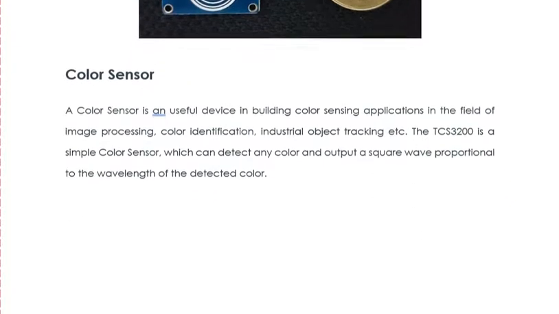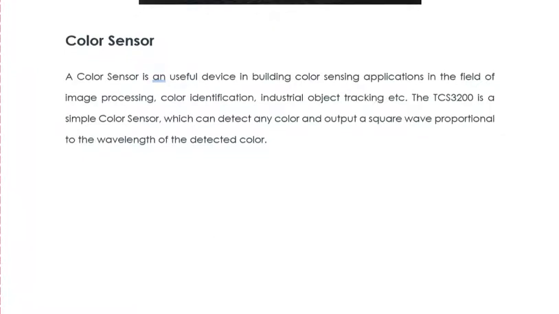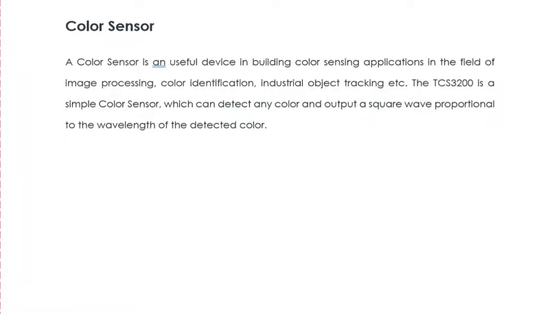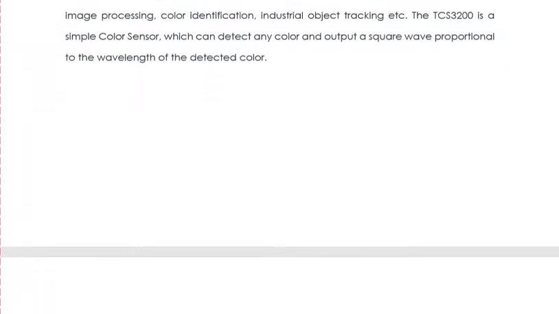Another one is a color sensor. Color sensor is a useful device in building color sensing applications in the field of image processing or digital processing, color identification, and industrial object tracking. It is a simple color sensor which can detect any color and output a square wave proportional to the wavelength of your detected color. So i-detect niya ang certain nga color. If hindi same nga color ang iya ma-detect, then amo na siya ang pwede natin magamit nga output or data kung ano ang action nga himuon sa mga certain nga system.